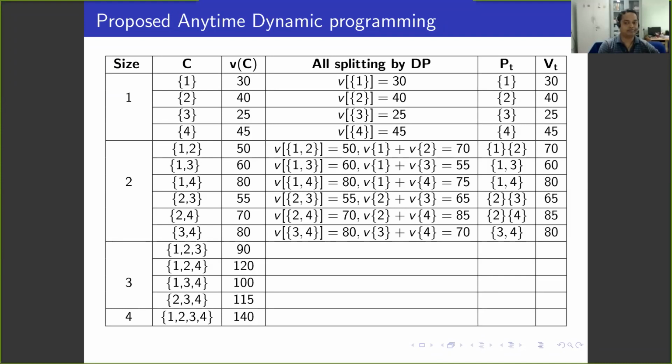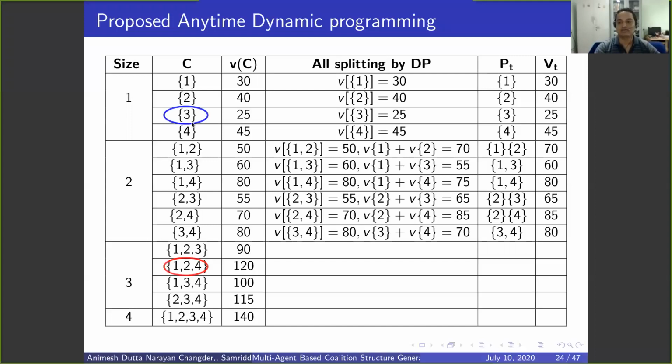I can start at any point of time to get the result. You take any values from here, and the best out of these 3. So the best out of these 3 is 120. Take the best out of it and its complement.